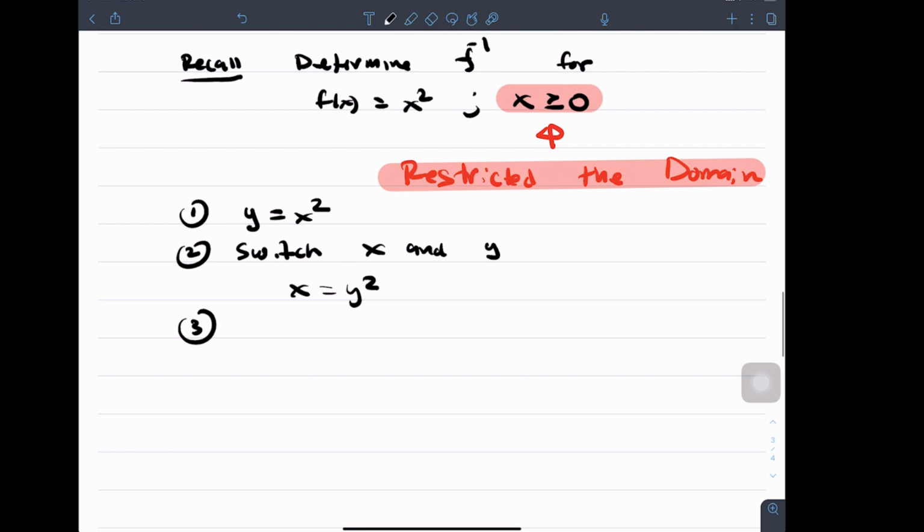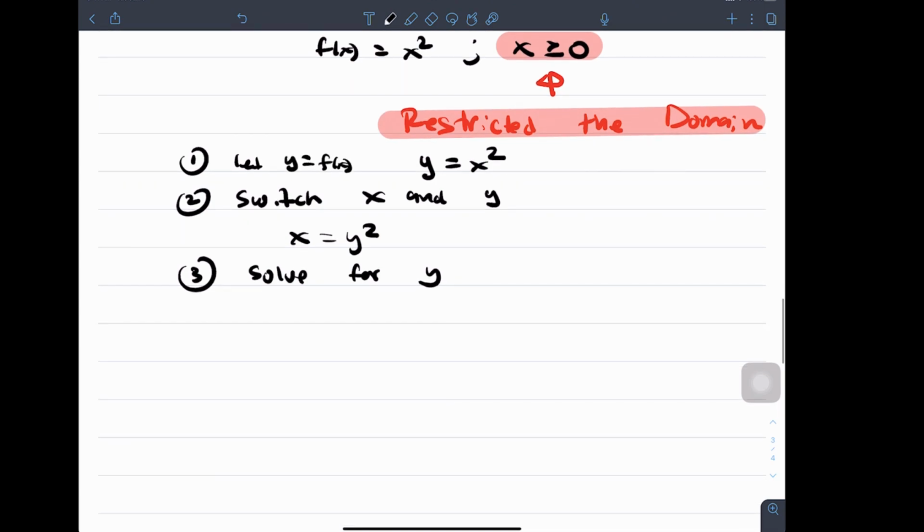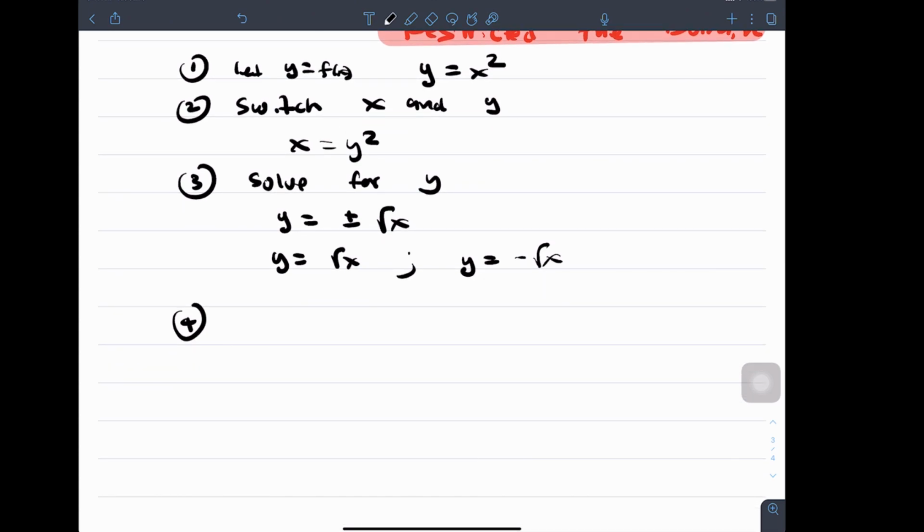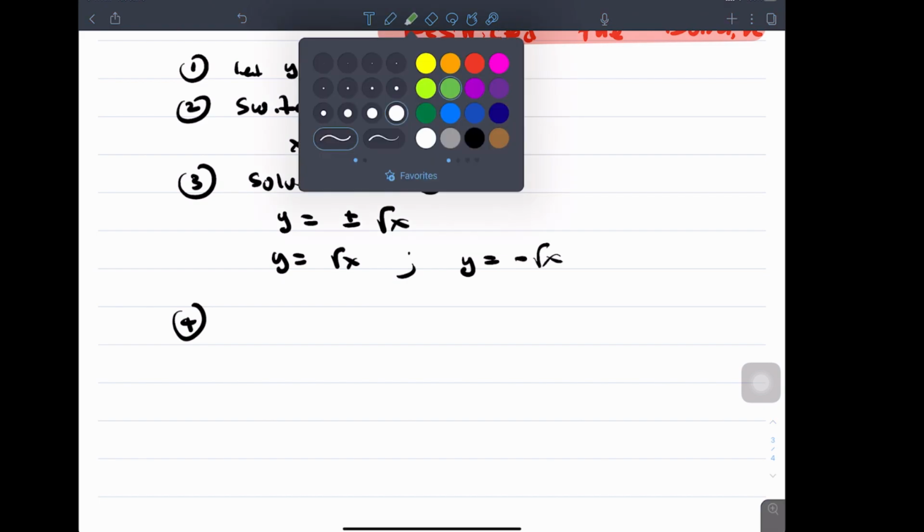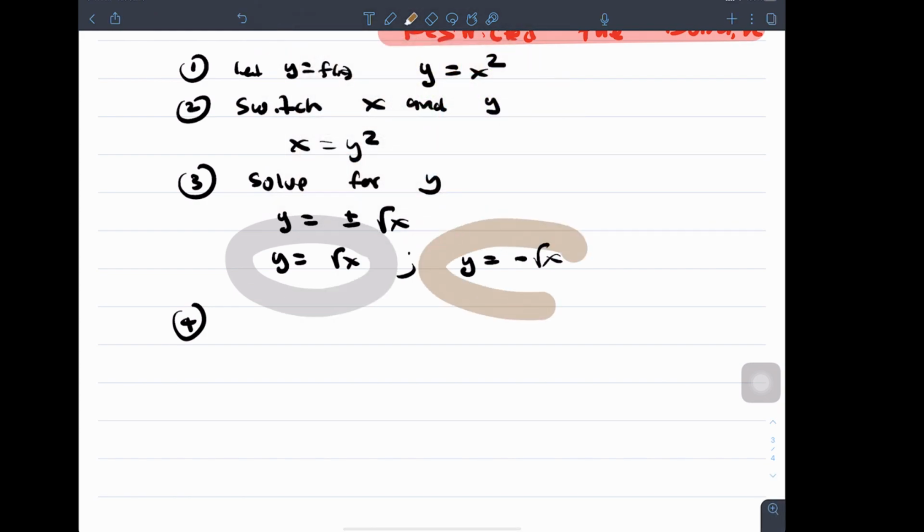Now, what was step 3? Remember step 3? Solve for y. They'll say let y be f of x. And so when you solve, y is plus or minus square root of x. Remember, that means 2 things. One's positive, the other one is negative, okay? And then the last step is you're done. You have the inverse. But you got 2 solutions. Which one is it? One is positive, the other is negative. So the question is, which one is it?